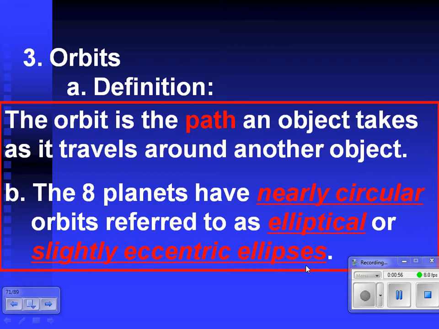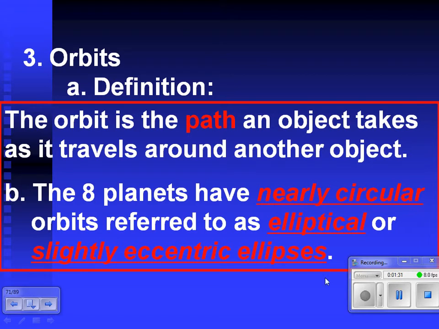And of course, the 8 planets in our solar system revolve and move around the sun. They orbit the sun in nearly circular orbits, not perfectly circular, and in fact we refer to them as slightly eccentric ellipses, because even if you looked at them, they would appear almost perfectly circular, but if you conducted some very detailed measurements, you would see that in fact they're kind of out of round. They're not perfectly round, right?